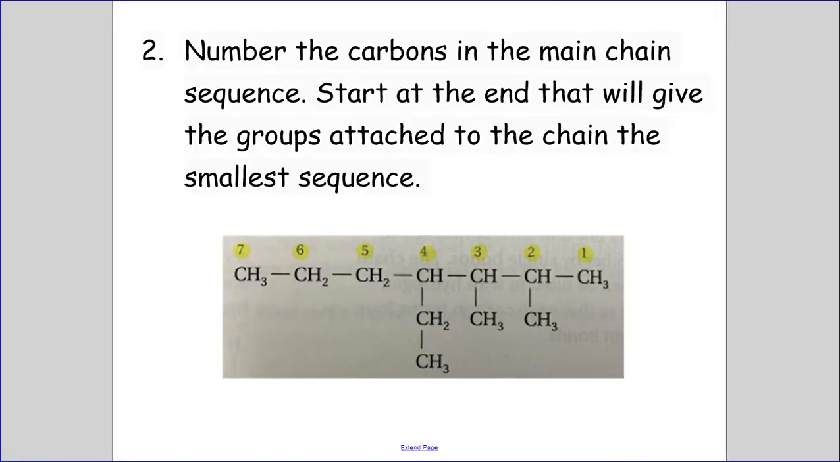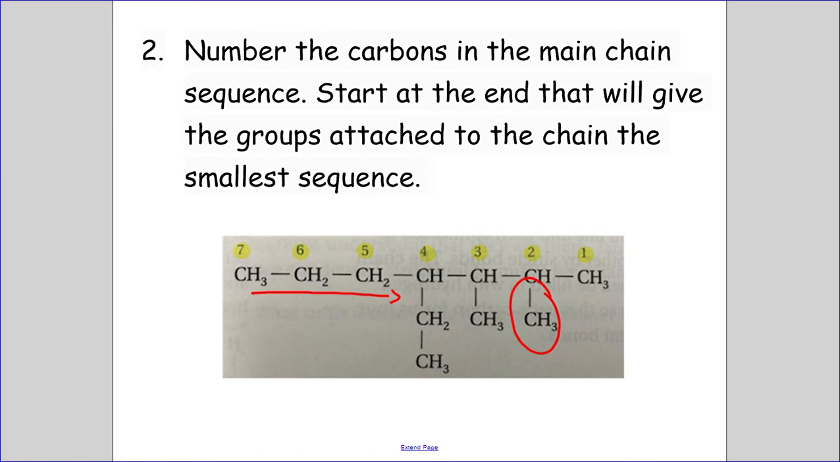So, number 2, number the carbons in the main chain sequence. Start at the end. That will give the groups attached to the chain the smallest sequence possible. So in this case, notice the numbers on the top are numbered from right to left. The reason is that I hit my first branch sooner going from right to left than I do going from left to right.